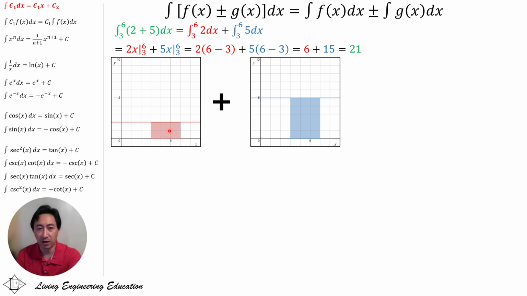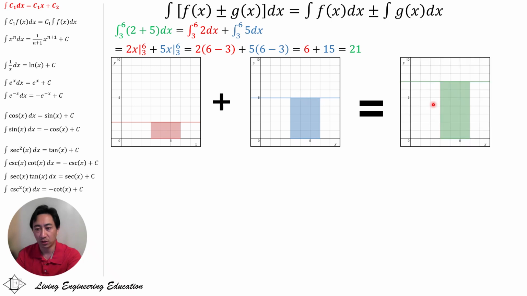Graphically, what does this look like? Here I have my integral of 2x from 3 to 6, and here I have my integral of 5x from 3 to 6. So if I'm adding these two functions or these two integrals together, I'm just taking this area here and applying it up here. And that's what we get for the integral of 7. So clearly the additive property works for a constant, the integral of a constant.